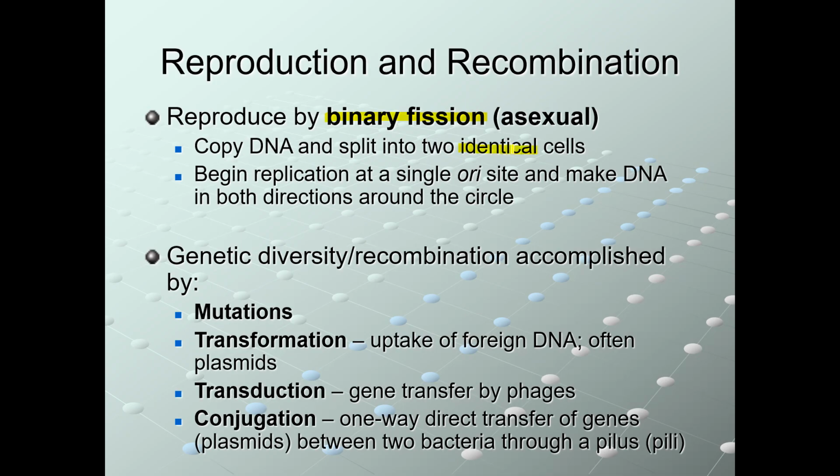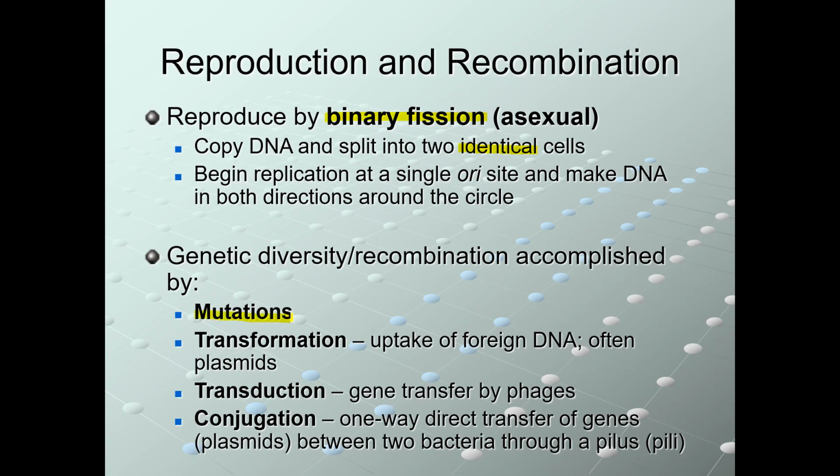Because it's asexual, you're going to produce identical bacteria. Now, that does not mean that there can be no diversity in bacteria, because there are other ways that diversity and variation can be generated. It's just they're not generated through the basic reproduction process. And so there's 4 other ways that you can generate variation in bacteria populations.